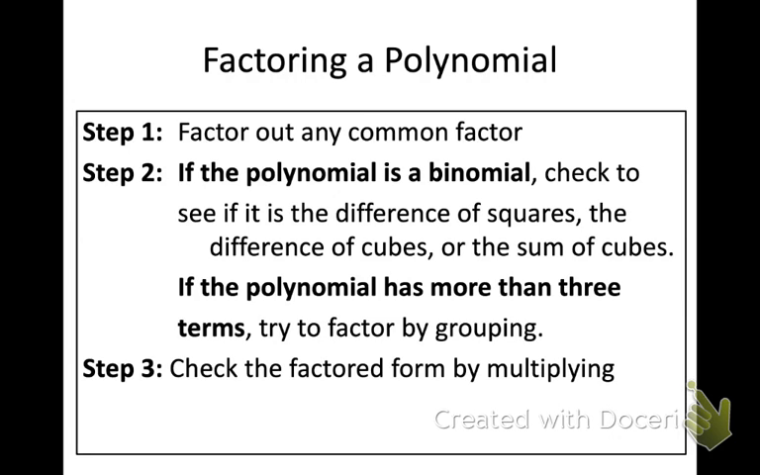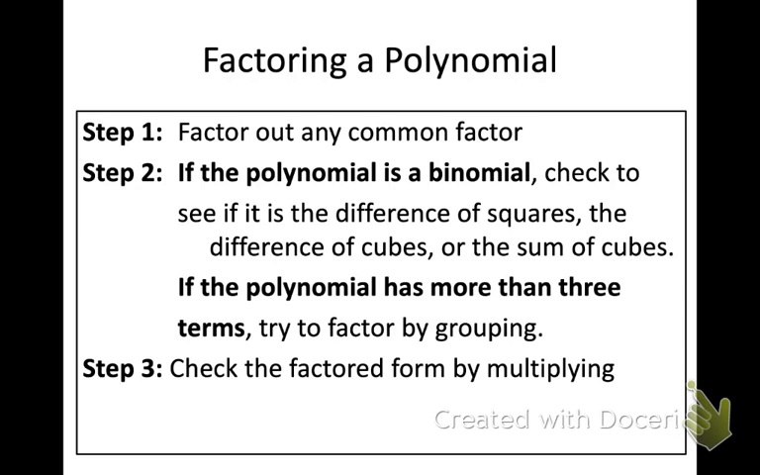Okay, so factoring a polynomial, here are the steps. I'm just going to read through them. I'm going to assume that you're going to pause this video and write down whatever you need to write down. Step 1. Always look to see if you can factor out a common factor. That should be your first go-to. Do you have a GCF that you can factor out? If you do, factor it out. If you don't, then skip on to step 2.